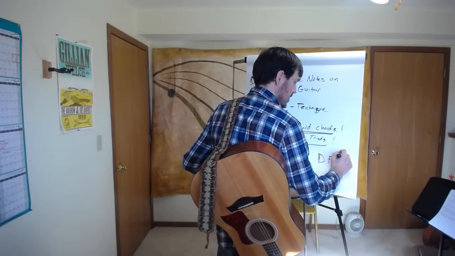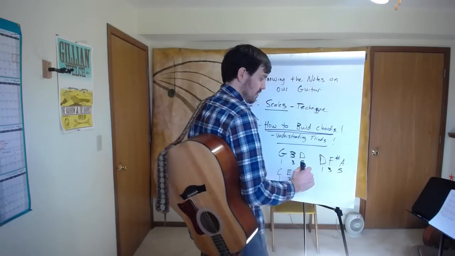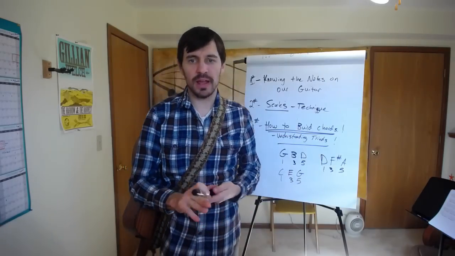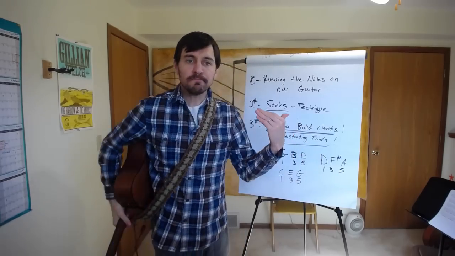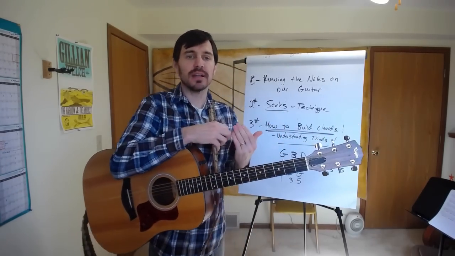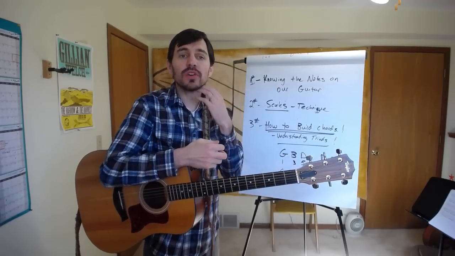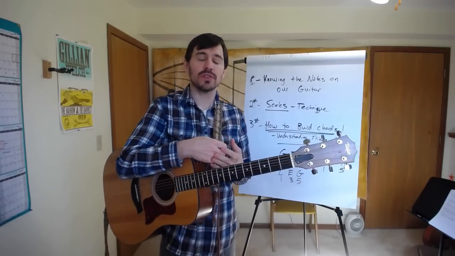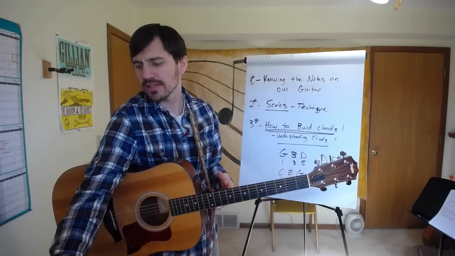D, F sharp, A. 1, 3, 5. Okay, now I have those memorized. And again, when I'm improvising, I'm playing a scale. And when the chords change, obviously you need to know the chord structure too. I didn't write it down. I don't have it here on my list.